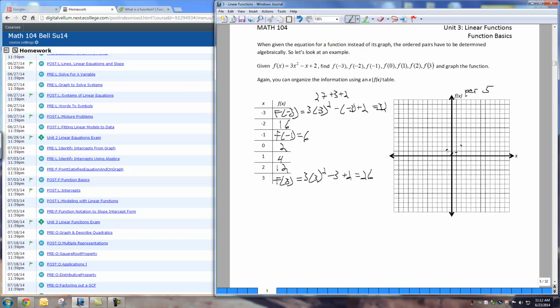And then negative 2, 16, so 5, 10, 15, there's 16. Three is 26, so 1, 2, 3, 5, 10, 15, 20, 20. And negative 3 is 32, so 5, 10, 15, 20, 25, 30.